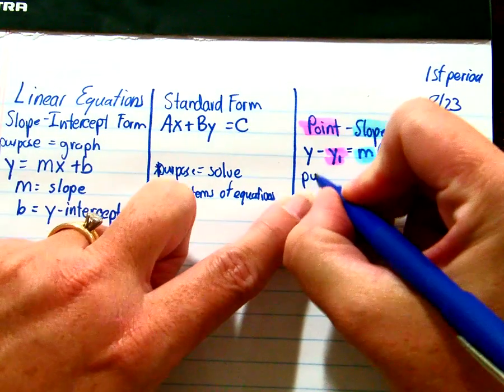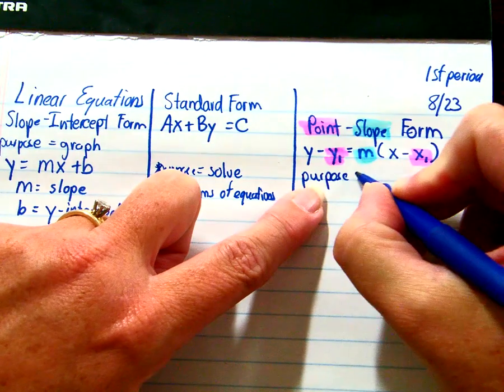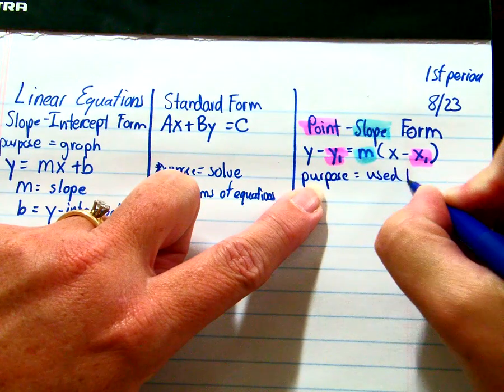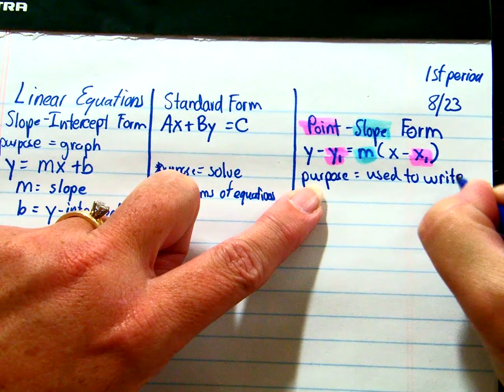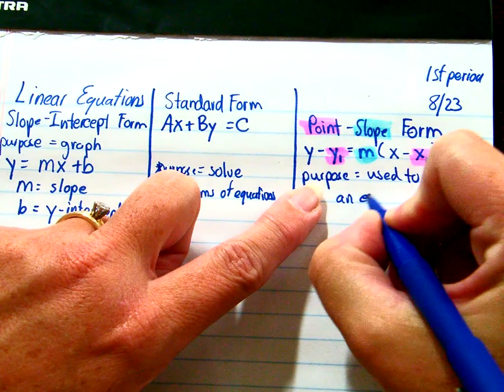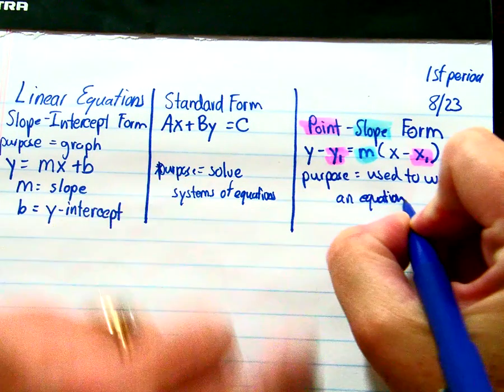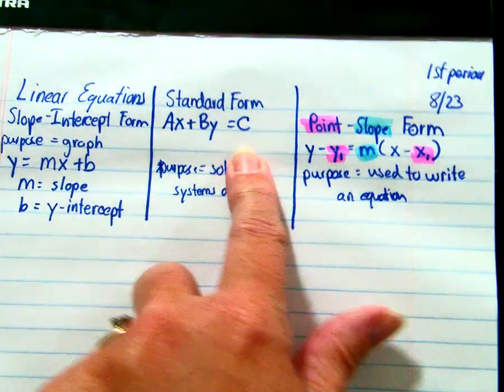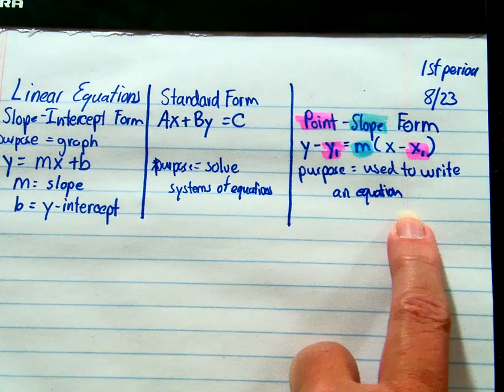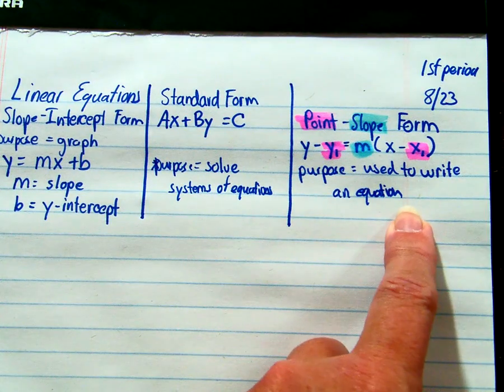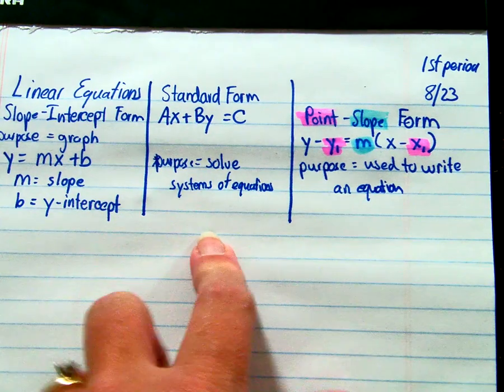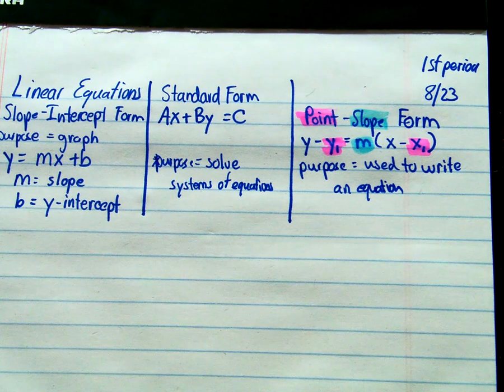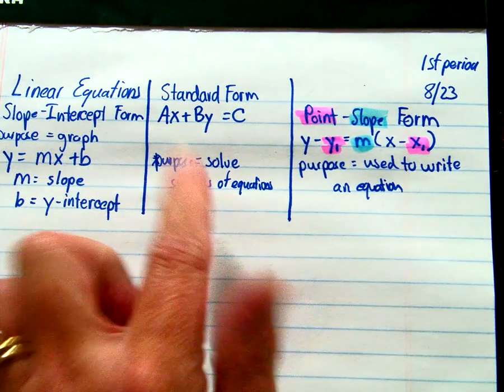All right, so all of these, this one in particular has a purpose. It is used to write equations. In other words, given information, used to write the pattern, used to write the equation. So this one's for graphing, this one's for useless, this one's for writing an equation. All right? Not useless, it's for systems of equations, but it's pretty much useless. Basically useless.